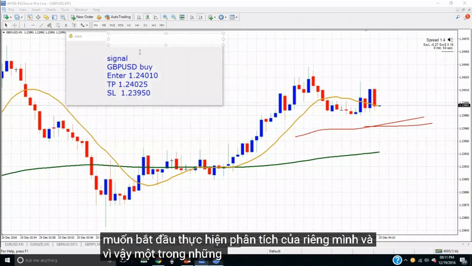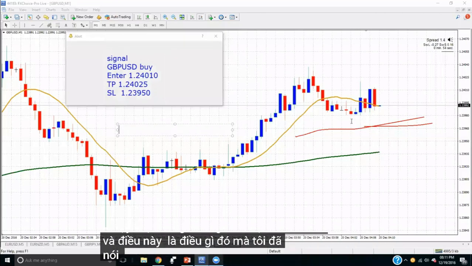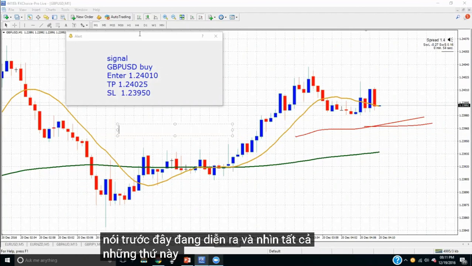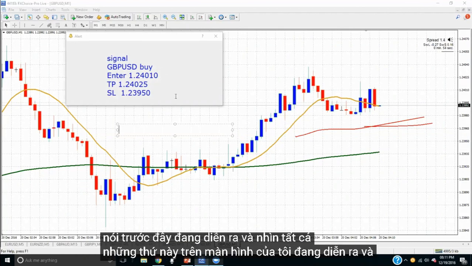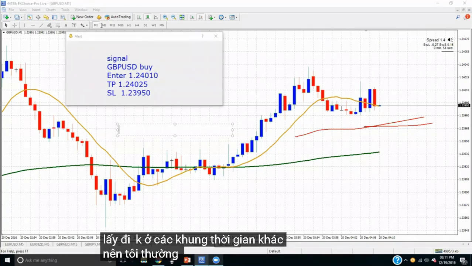And so one of the things that you want to do, and this is something that I've talked about before, is going and taking a look at the other time frames. So I usually enter on the M15.